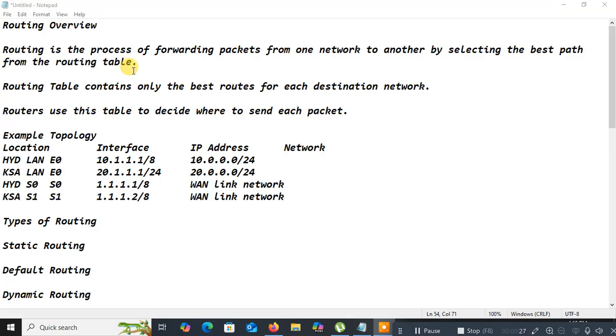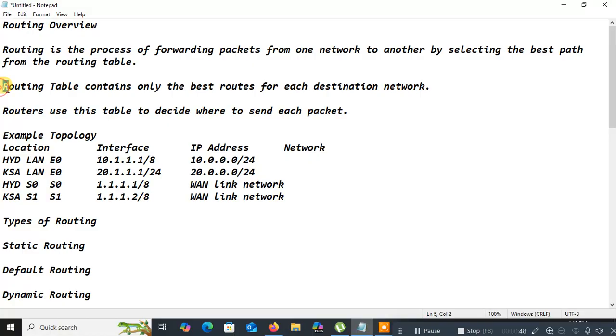So what is routing? Routing is the process of forwarding packets from one network to another network by selecting the best path, or shortest path, from the routing table.